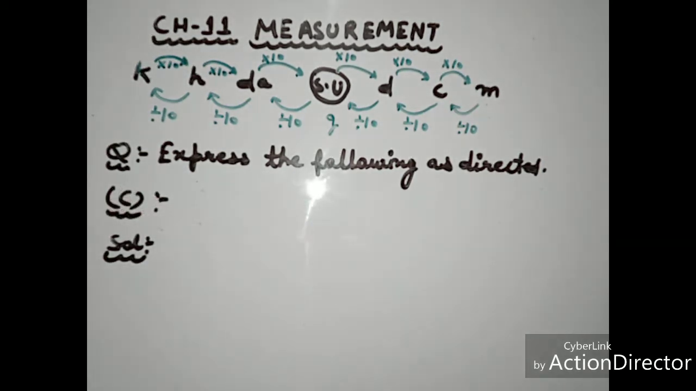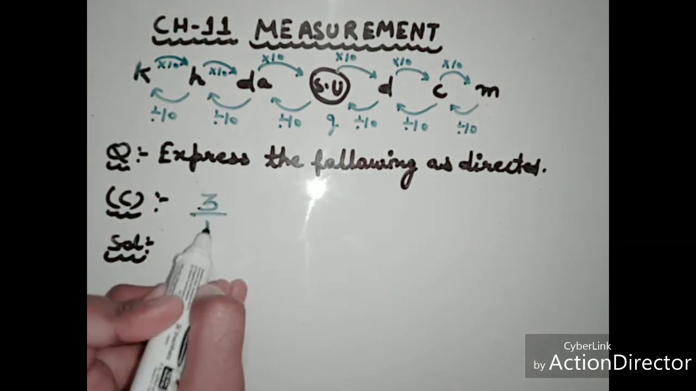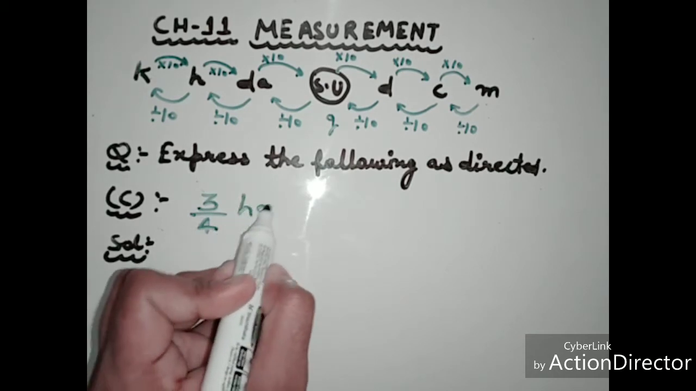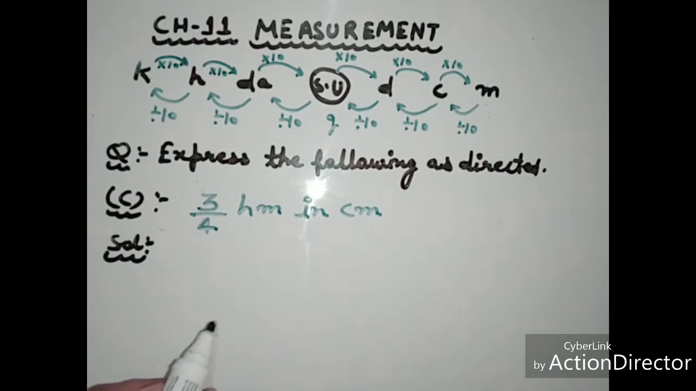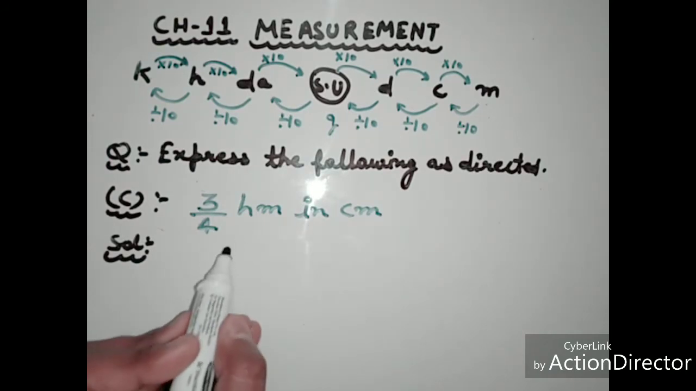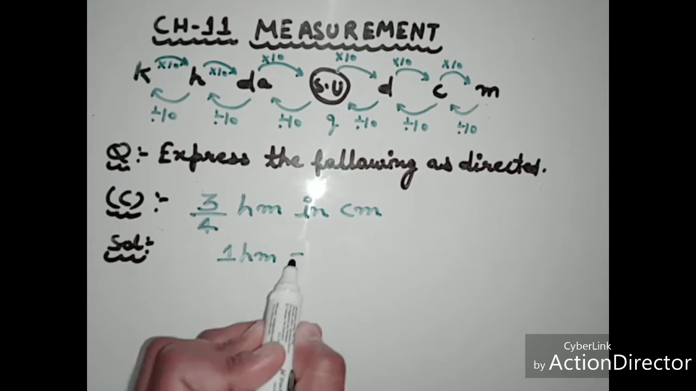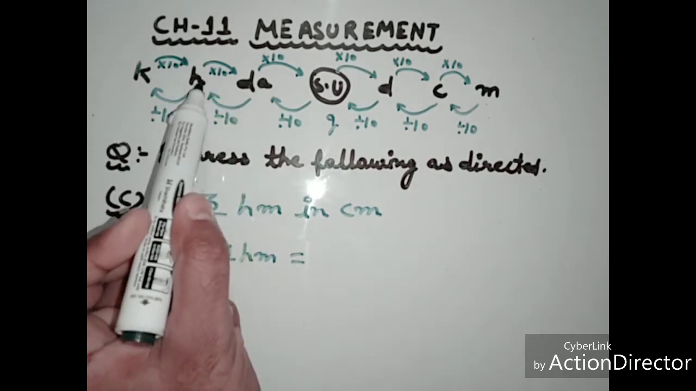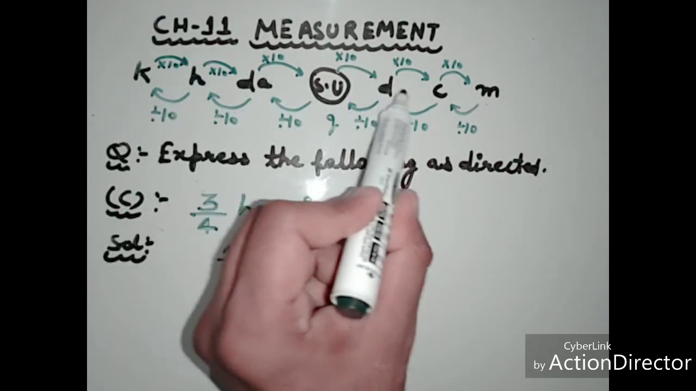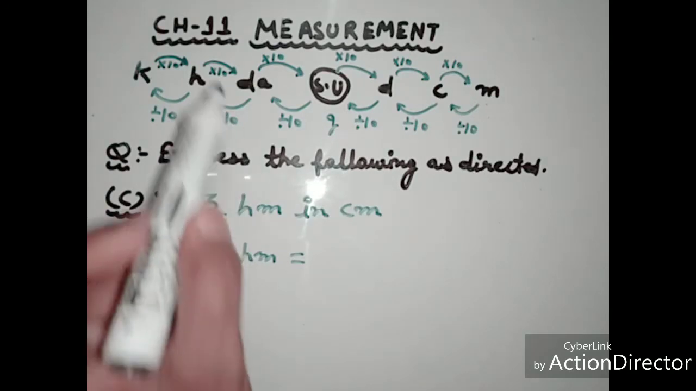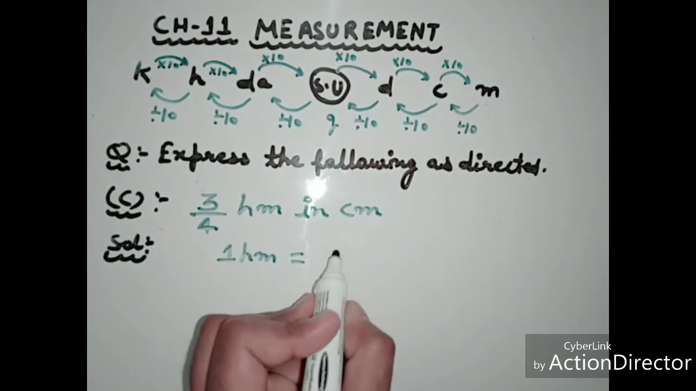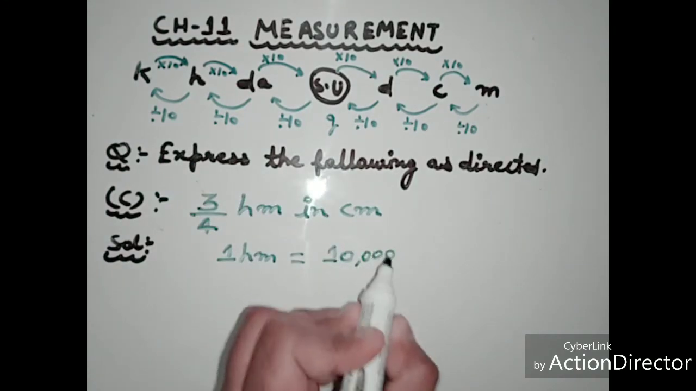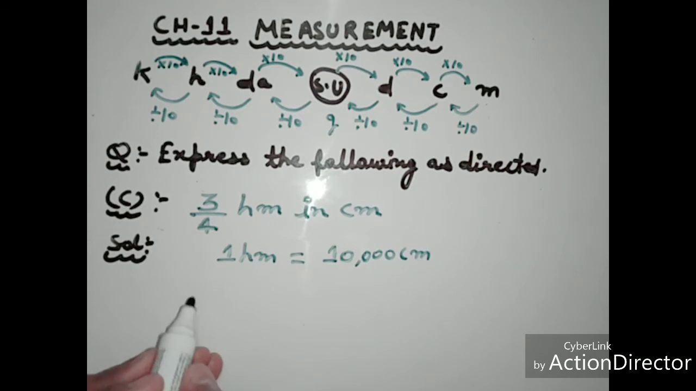Now example number C, 3/4 hectometer in centimeter. So how many centimeter in 1 hectometer? So 1 hectometer equals, hectometer is here and it moves to the right hand side, higher to lower units, 1 2 3 4 means 10,000 centimeter. 1 hectometer equals 10,000 centimeter.